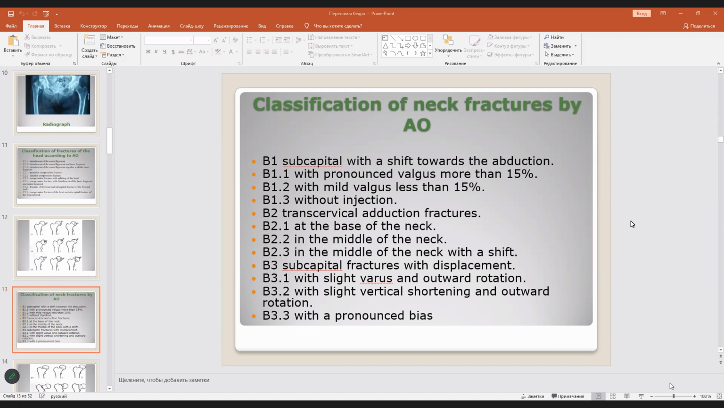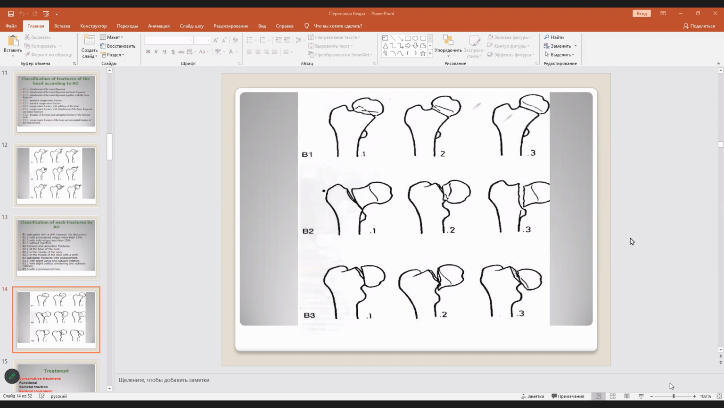B3.1 with slight varus and outward rotation. B3.2 with vertical shortening and outward rotation. B3.3 with pronounced displacement. For example, in the picture B1, B2, B3.